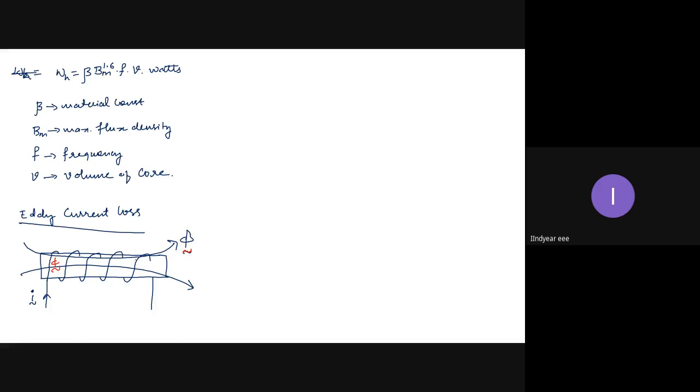No doubt it is linking the winding, but this flux is also linking this core, and the core is a good conductor of electricity. It is an iron part, metal. So what will happen when alternating flux is linking to the core and EMFs are induced in the core? But these EMFs will not exist. Why don't they exist? Because the core is a short circuited path.